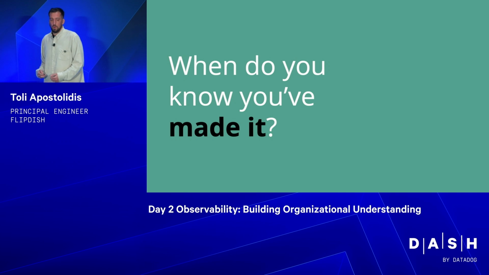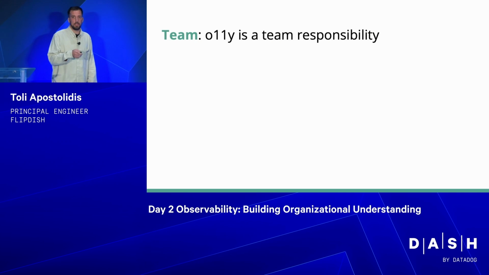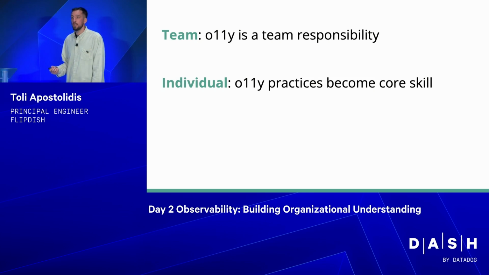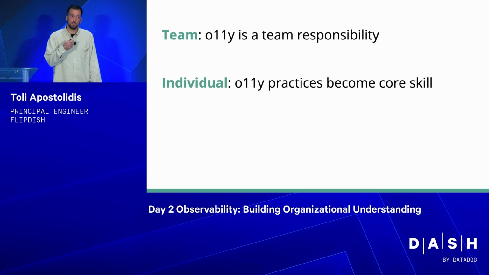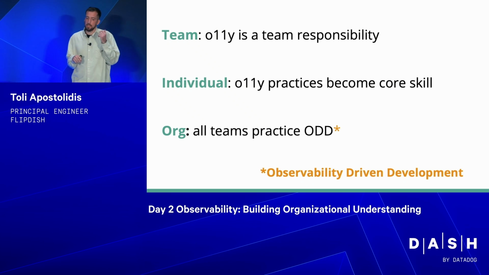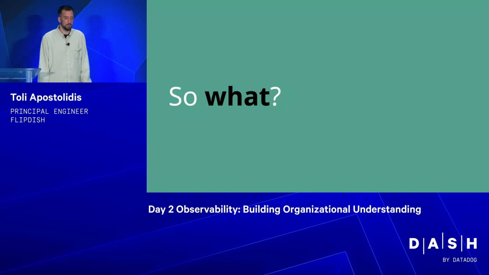But then on the flip side, when do you know that you've made it? On the team level, observability is a team responsibility, and that actually does happen. On the individual level, observability practices become a core skill. They started putting them on CVs and on LinkedIn. And on the org level, all teams practice observability-driven development. And it's akin to testing.